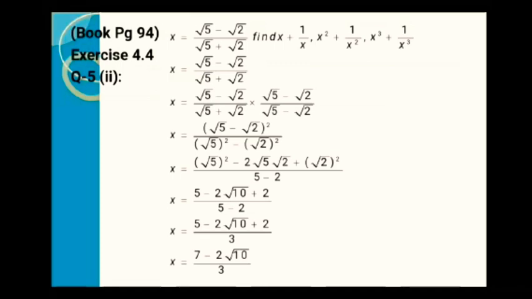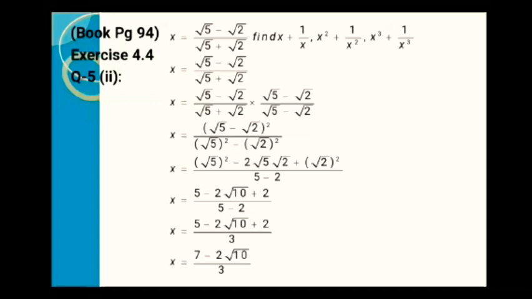The steps are the same which we have done already in question number 3 and question number 4. Now question number 5, second part, to explain the procedure from exercise 4.4, book page 94. x is given to you, students. You can see here. And you have to find out x plus 1 over x, x square plus 1 over x square, and x cube plus 1 over x cube. Means 3 values you have to find out.